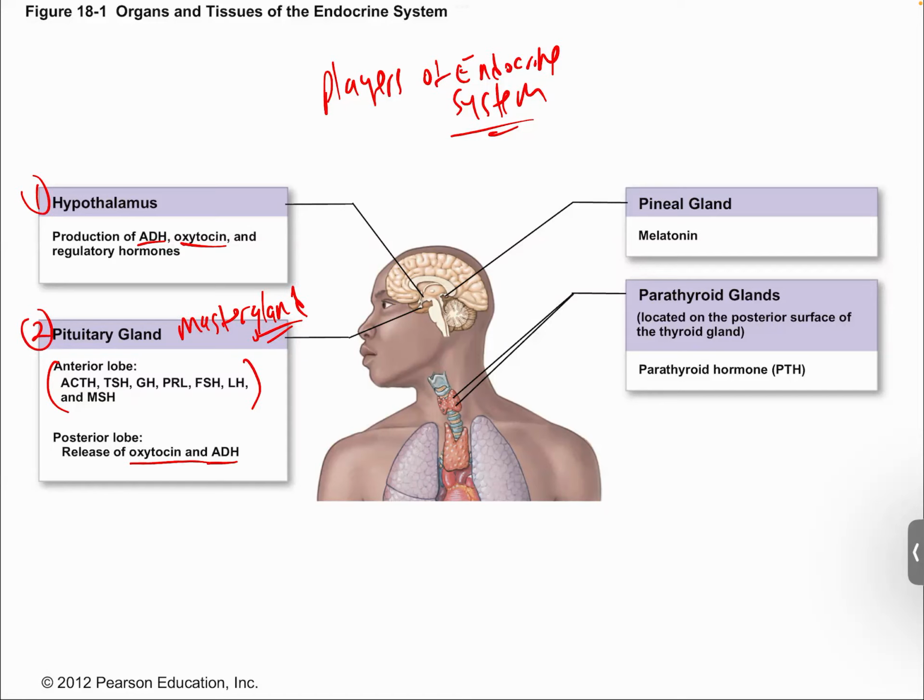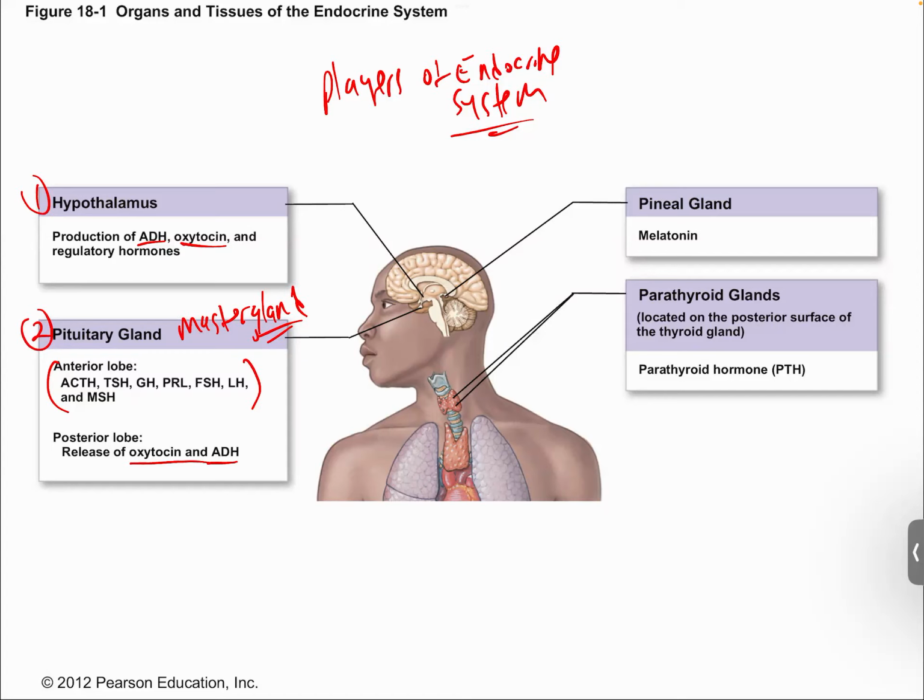That's 10 if you actually count MSH. But that's the pituitary gland. So it's kind of like the master gland that's sending out all these master hormones to everywhere else. Now, these next series of glands, these are the two biggies, right?